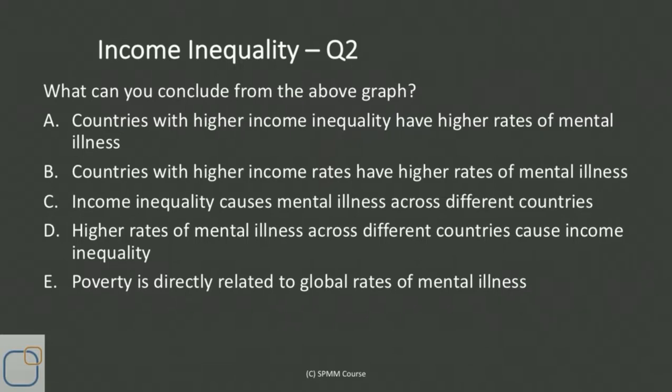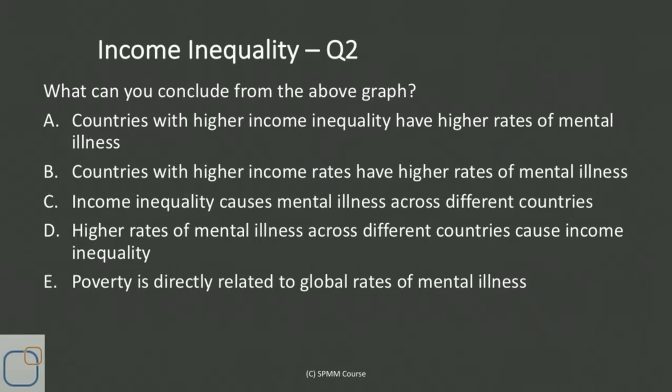What can you conclude? Now, correlation does not suggest causation, so you cannot make any causal statement. So both statement C and statement D can be taken away. Income inequality causes mental illness, mental illness causes income inequality. Both of them can be taken away. So A, B, and E are the ones that are worthy of examination.